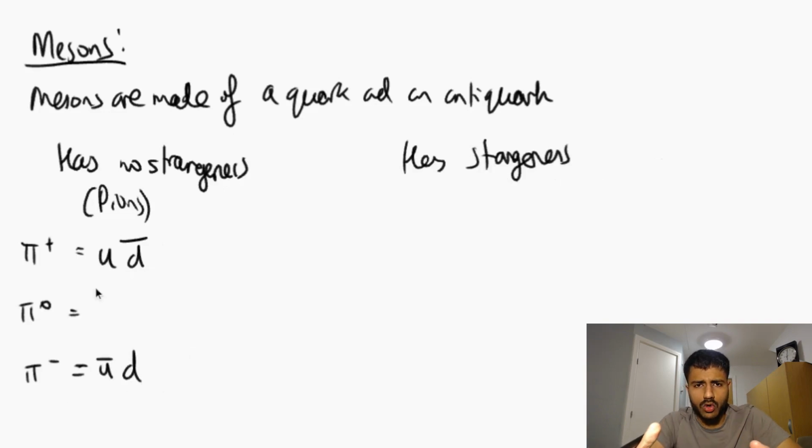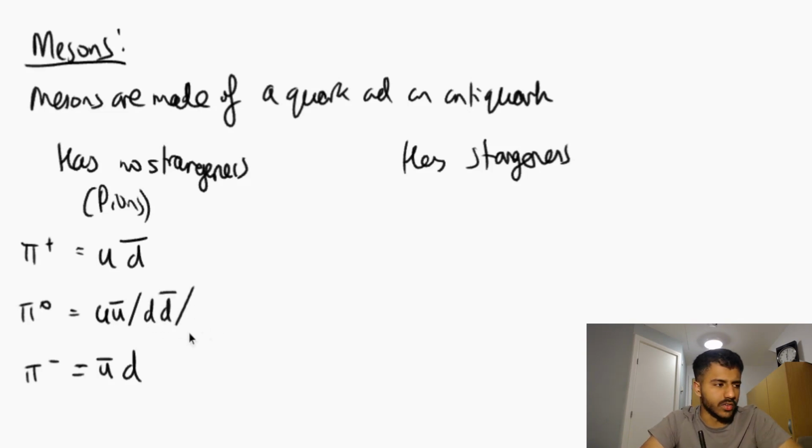Now for the pi naught, the only way we can get a charge of 0 without having an overall strangeness is by either having an up and an anti-up, or a down and an anti-down, or even a strange and an anti-strange. Because that way the overall strangeness on this particle is still 0. But the charge is still 0. But it still consists of one quark and an antiquark.